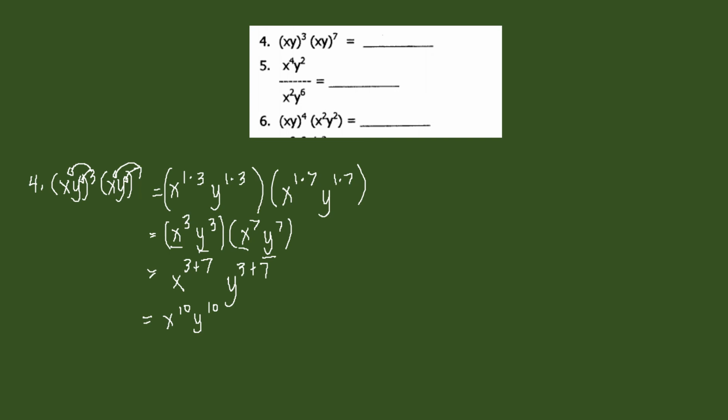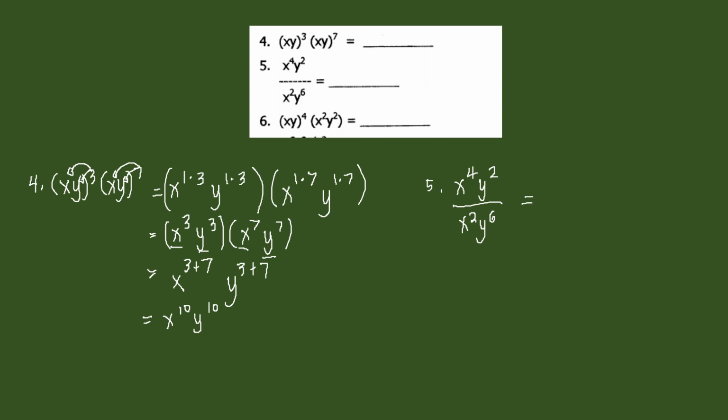Let's try number 5. We have here x to the 4th, y squared, over x squared, y to the 6th. So as you can see, there's a fraction form here. This means we are doing quotient or division. And for this, we will apply the quotient rule. And the quotient rule says, if the bases are the same and you're dividing them, you subtract the exponents.